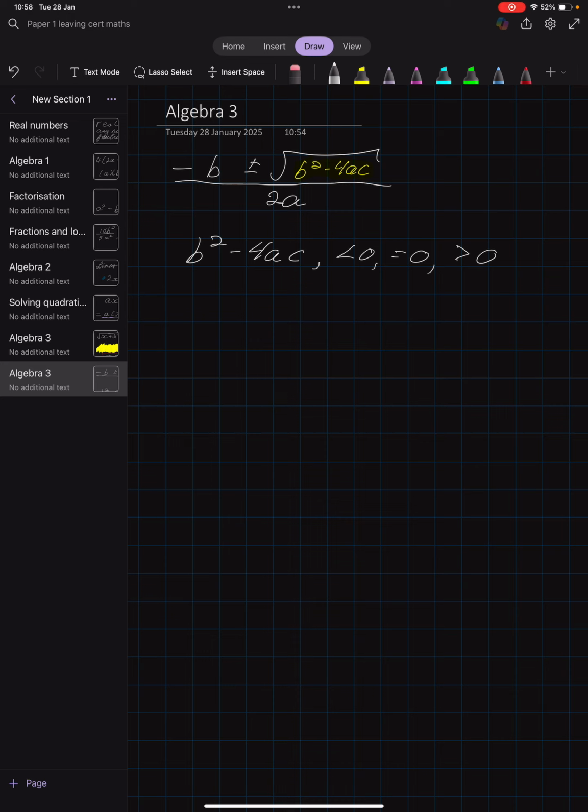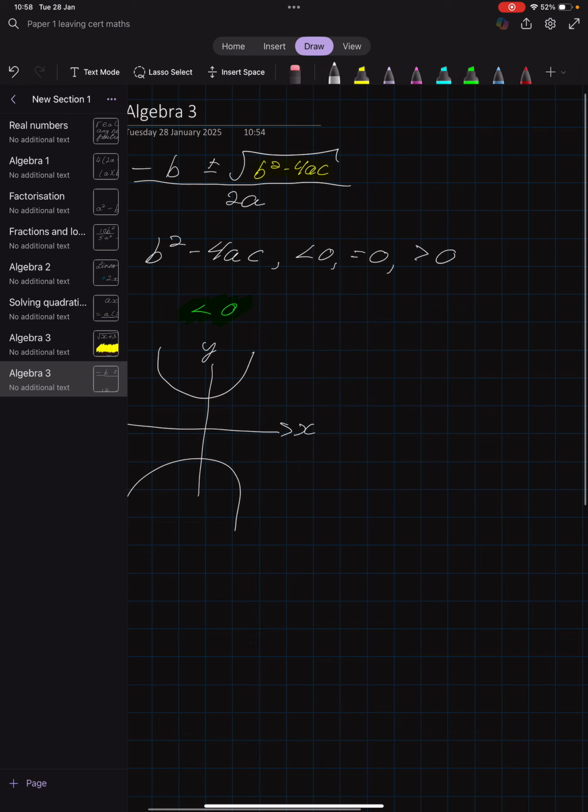The reason they want to know this is because there are 3 scenarios, so let's do it. If it's less than 0, your quadratic will look something like this, or it can look like this. Basically, when this thing is less than 0, it doesn't cross the x-axis, where that's x and that's y.